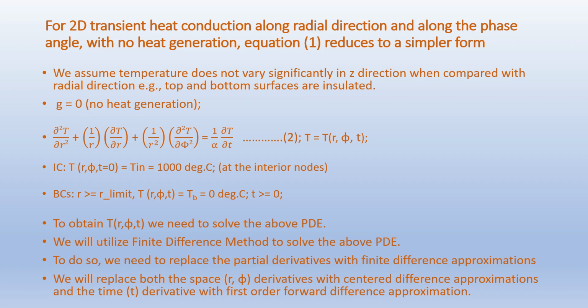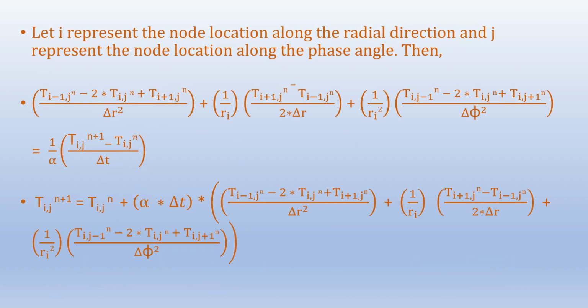We will utilize finite difference method to solve the above PDE. To do so, we need to replace the partial derivatives with finite difference approximations. We'll replace both the space derivatives, r and phi, with center difference approximations and the time derivative with first order forward difference approximation. Let i represent the node location along the radial direction and j represent the node location along the phase angle.